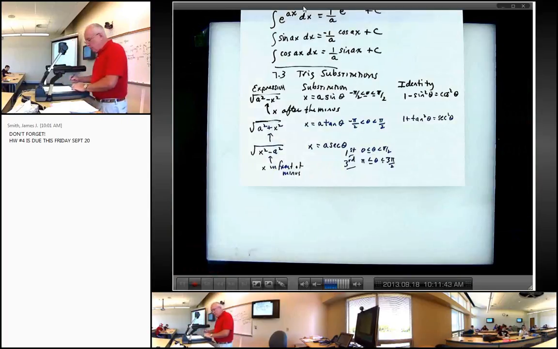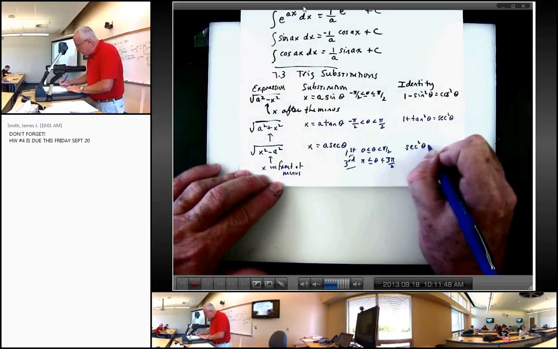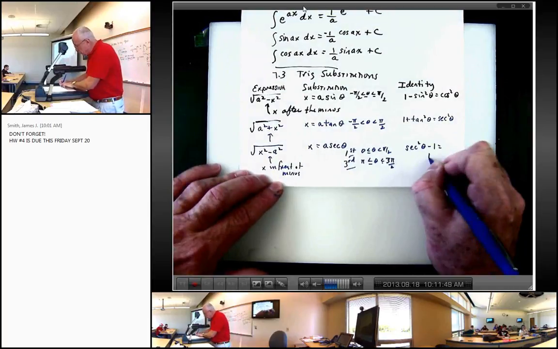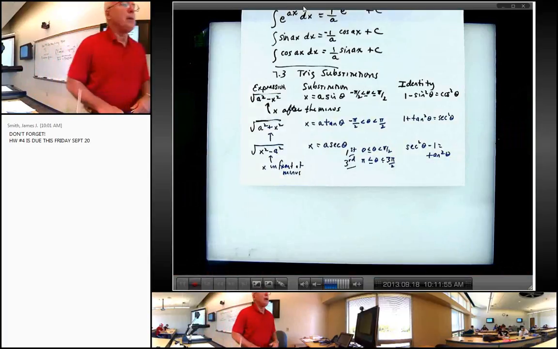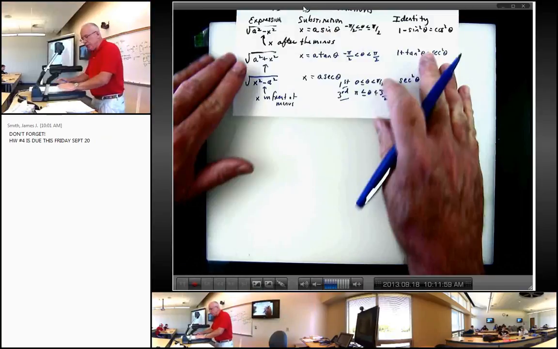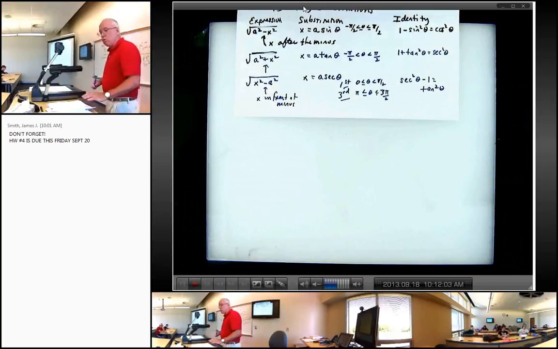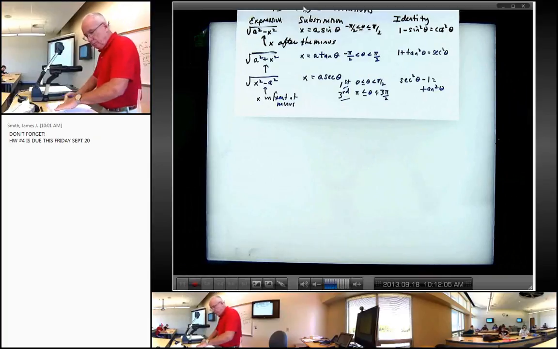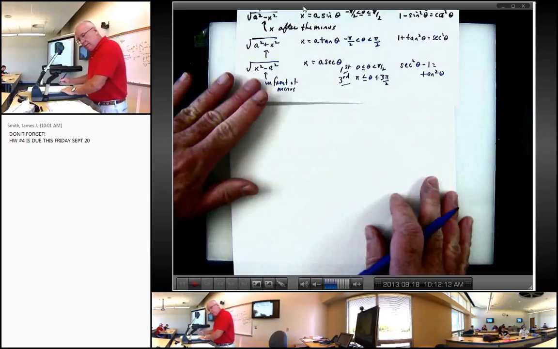And the identity that we use here is the secant squared of theta minus 1 is equal to the tangent squared of theta. Okay. So those are our tools that we're going to use here. We're going to do some examples to see how this works. So we did 2 examples in the last class. So let's see what we have here.